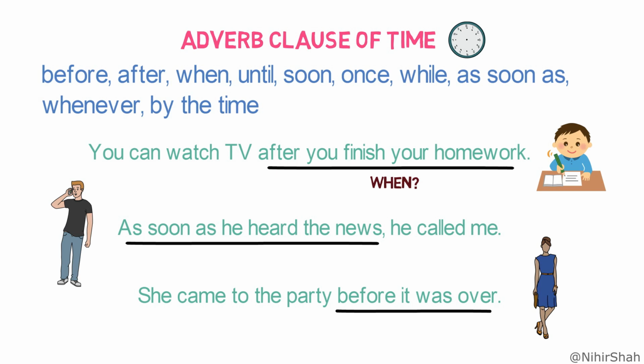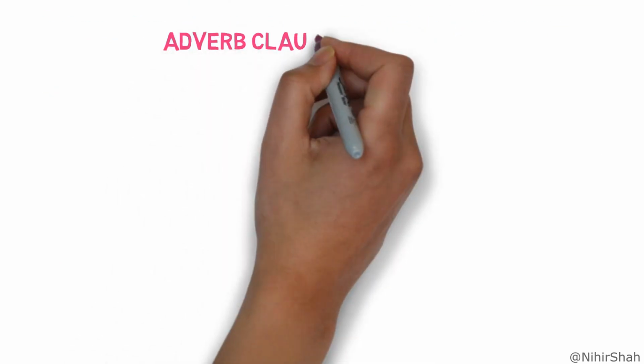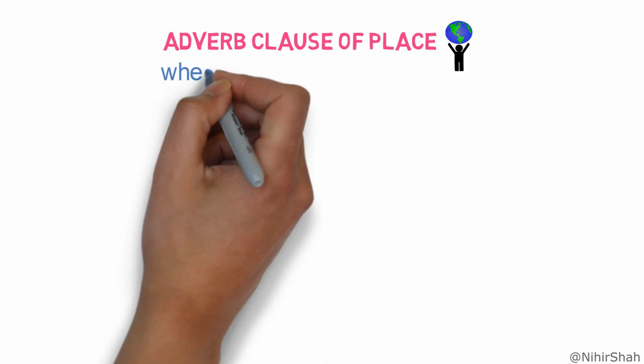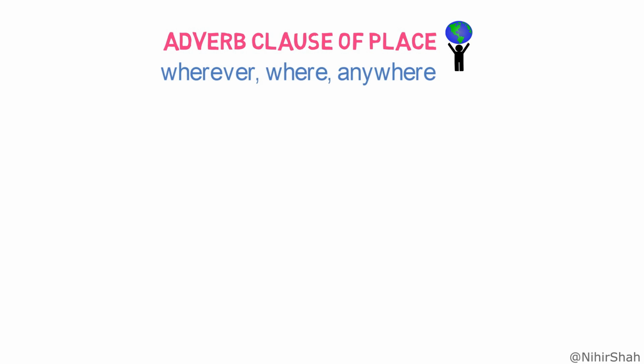Also, from the examples, you would have noticed that generally if the sentence starts with an adverb clause, then we put the comma, else we avoid it. Let's look into the next type of adverb clause, adverb clause of place. The common subordinating conjunctions are wherever, where, anywhere. Let's look into examples of them.